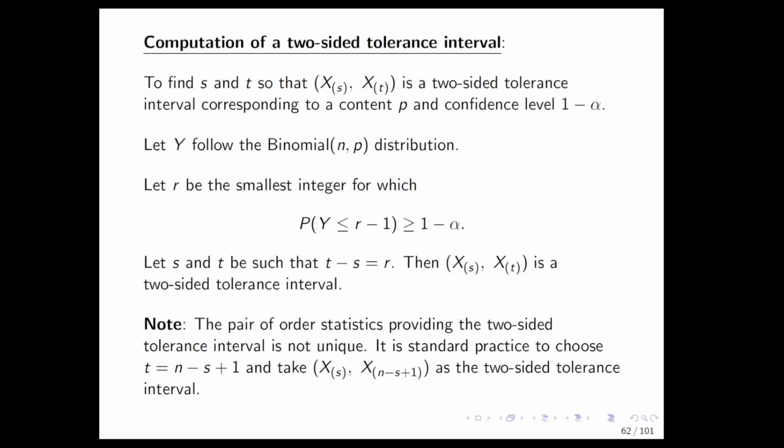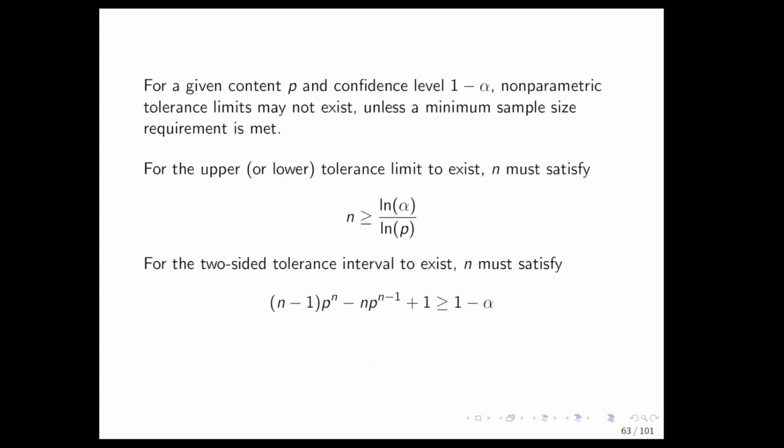Any T and S satisfying this requirement will provide a two-sided tolerance interval. It is not unique. What some people do is you take T to be N minus S plus 1 and then choose X_S and X_(N minus S plus 1) as the two-sided tolerance interval. This is a standard practice. It doesn't make it unique.